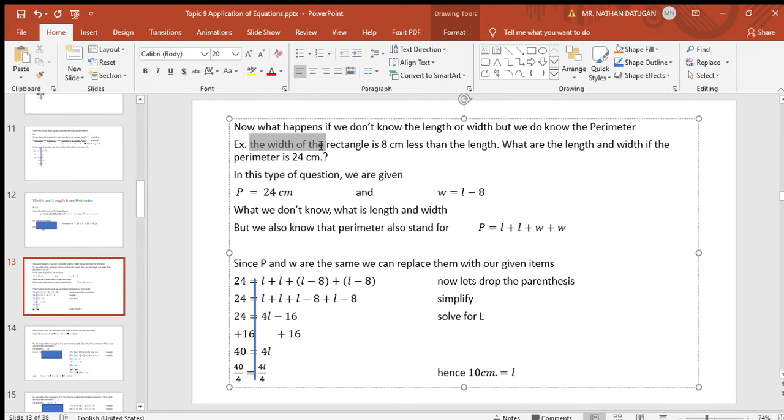Now, the other sentence, the first sentence, is a bit tricky. It looks like it's an add-on, but if you look closely, we can translate that into an equation. The width of the rectangle is 8 centimeters less than the length. So is what? Equal sign, right? The width is, in this case, there are no variables. The width is basically the width, so we'll indicate it as width, and that's the left hand side of the equation. Now let's focus on the right hand side: 8 centimeters less than the length.